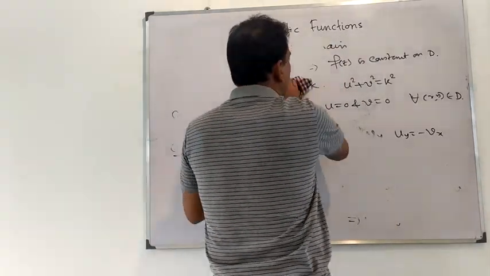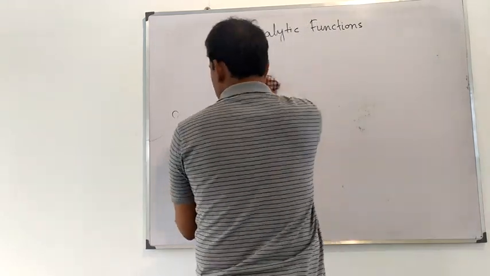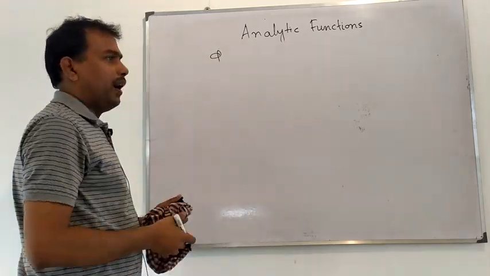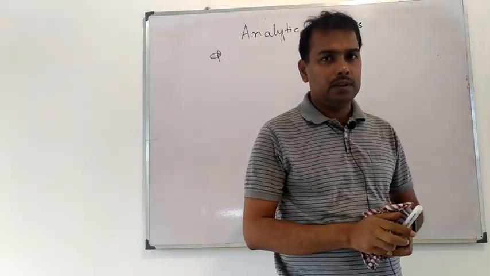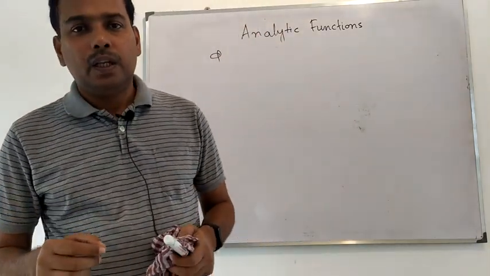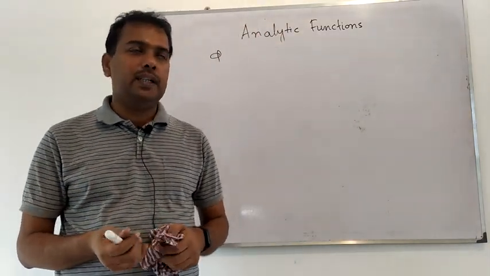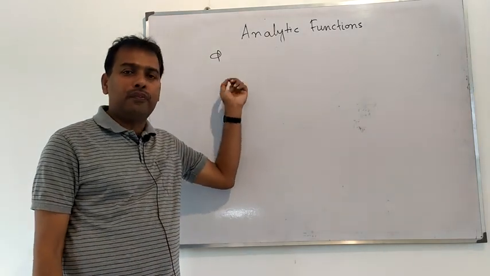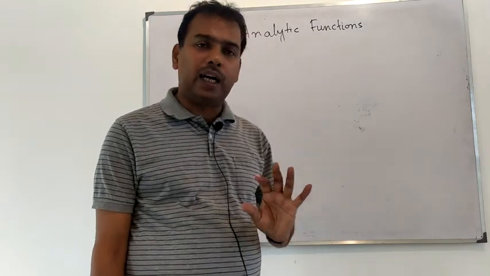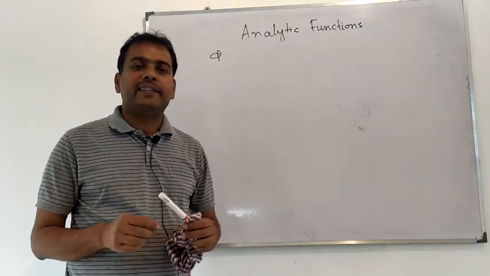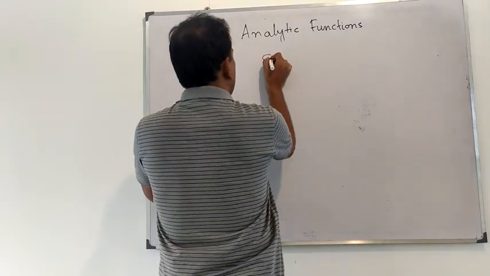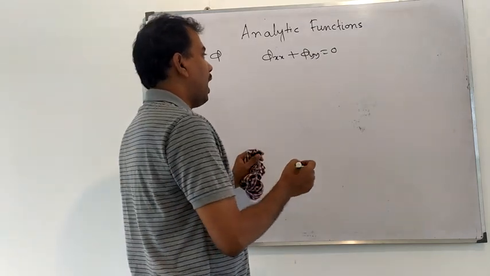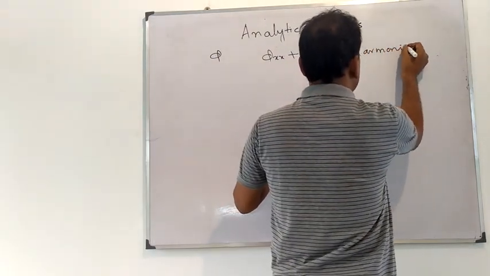Now we define harmonic function. A real valued function phi of two variables x, y is called a harmonic function if all the second order partial derivatives of phi are continuous and phi satisfies Laplace equation, that is phi xx plus phi yy equal to 0. Then phi is called a harmonic function.